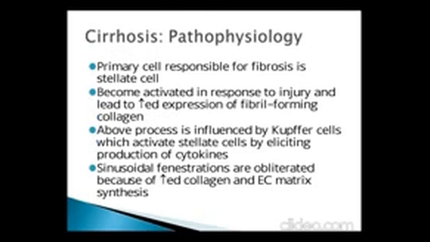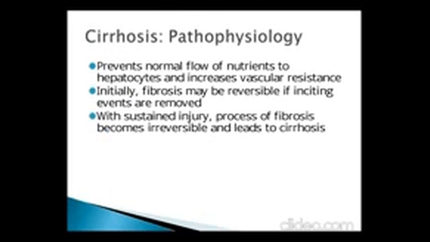So there is increased collagen and extracellular matrix synthesis. It prevents normal flow of nutrients to the hepatocytes. So in this extensive fibrosis, it's obstructing the normal flow of nutrients and increases vascular resistance. Initially fibrosis may be reversible when these particular inciting agents are removed. With sustained injury, the process of fibrosis becomes irreversible and leads to cirrhosis.